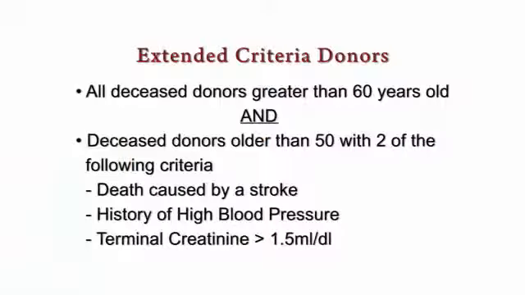Briefly, just to define what they are based on the UNOS criteria: all deceased donors that are older than 60 are considered to be ECD. And if you're between 50 and 59 and you have 2 of the following criteria: death caused by a stroke, history of high blood pressure, or terminal creatinine of greater than 1.5. And that's based on taking a large amount of data and looking at the outcomes of these kidneys.